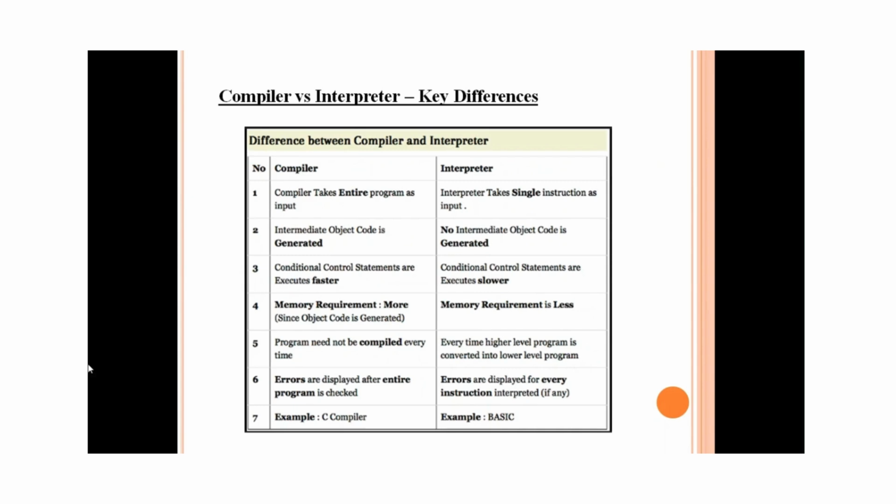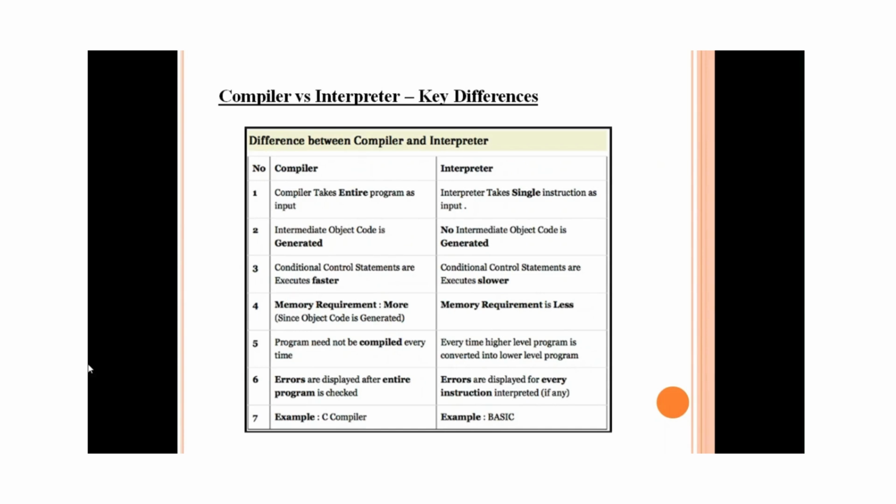Intermediate object code is generated when it comes to the compiler. Let us consider the Java compiler. When it compiles the .java file, it returns the .obj or object file, which can run on any type of machine. Whereas in an interpreter, there is no object code generation; it directly executes the code.